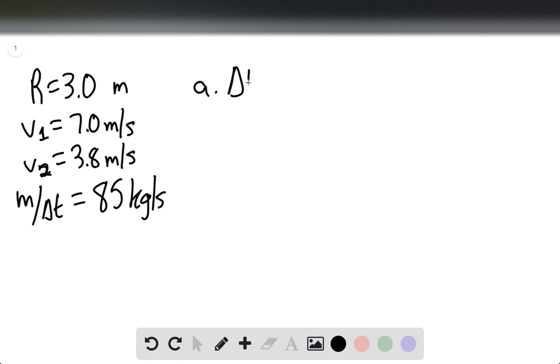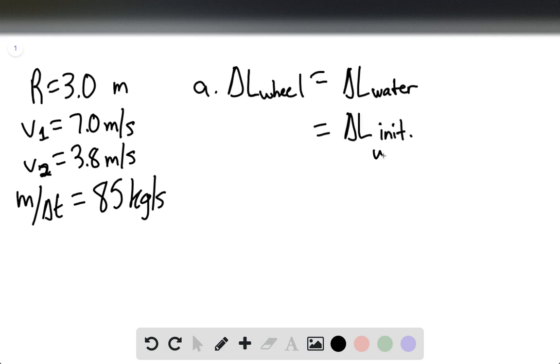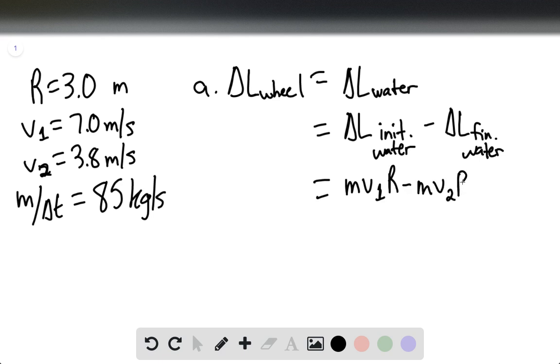So for part A, we can say that the change in the angular momentum of the wheel will equal the change in the angular momentum of the water. So this will be equal to delta L initial of the water minus delta L final of the water. And this can be equal to m v1 r minus m v2 r, given that the angular momentum equals I omega and omega equals v over r.